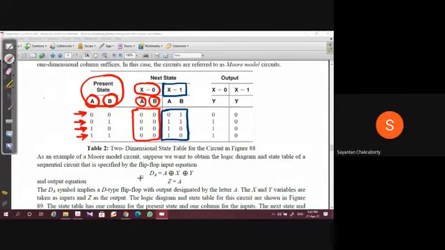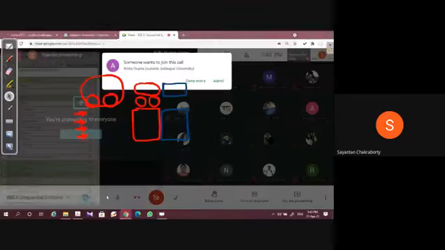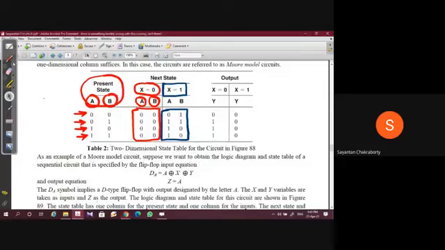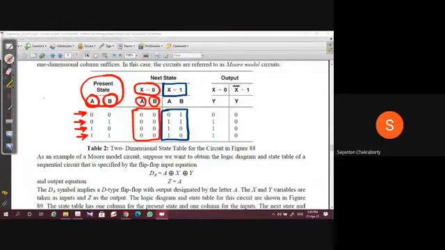Similarly, for this output case, x equal to 1, the output relation is given by this column, and for x equal to 0, the corresponding output is given by this. So this is called a two-dimensional state table.